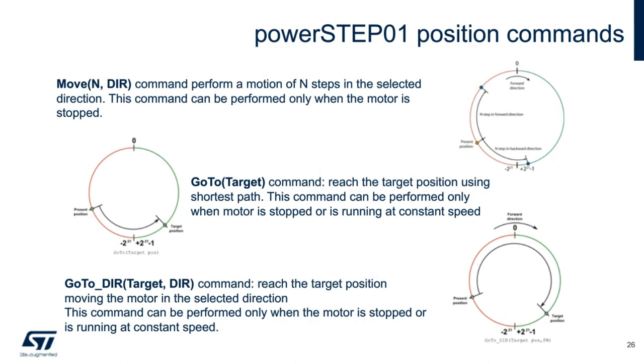The Move command performs a motion of a number of steps in the selected direction. This command can be performed only when the motor is stopped. Go To target command: reach the target position using the shortest path. This command can be performed only when the motor is stopped or is running at constant speed. Go To direction command: reach the target position, moving the motor in the selected direction. This command can be performed only when the motor is stopped or is running at constant speed.